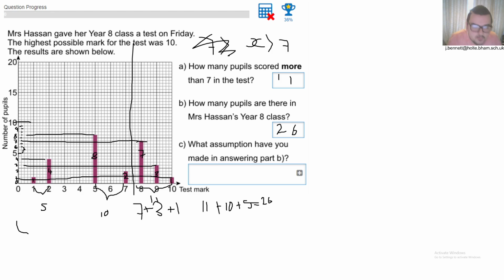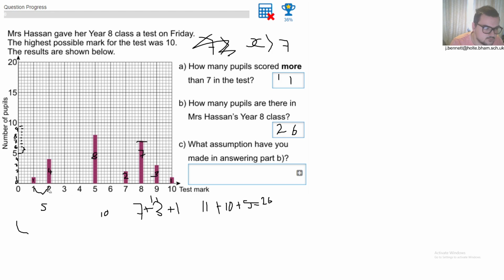What assumption have you made in answering part B? Okay, so firstly I'm just going to get rid of all that ink on the graph because it's kind of a bit awkward. There we go. Let's just get rid of that there. Let's get rid of this. Let's get rid of that. There we go. And I'll get rid of that as well. So that is a bit clearer to read. Let's get the pen back. What assumption have you made in answering part B? Oh, hold on, let's get rid of that as well, just to tidy things up.